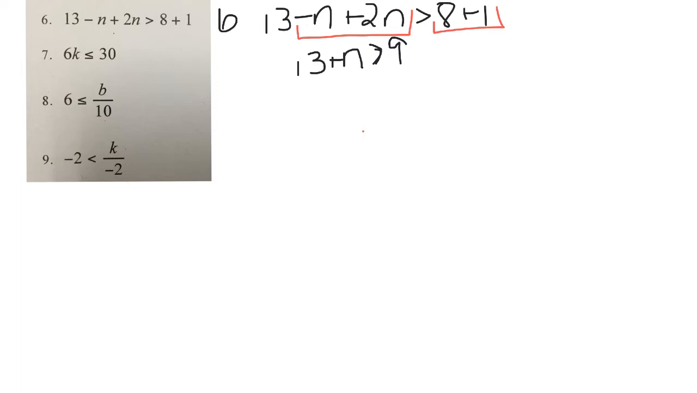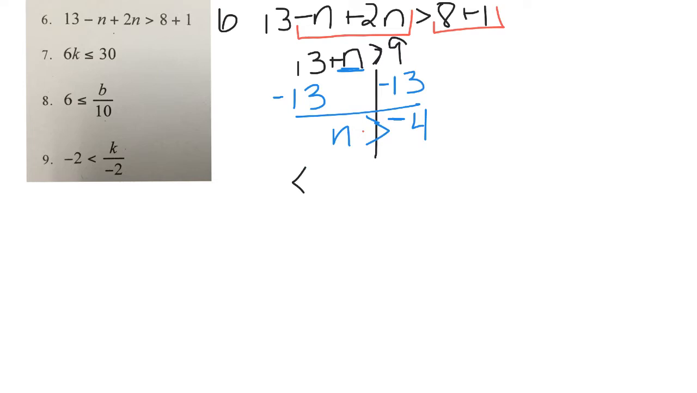And then it's our little line that we're going to do everything on the other side of. So 13 minus the 13, to get n by itself on this side, minus the 13. So n is greater than, bigger number is negative, so the answer is negative. 13 minus 9 is 4.